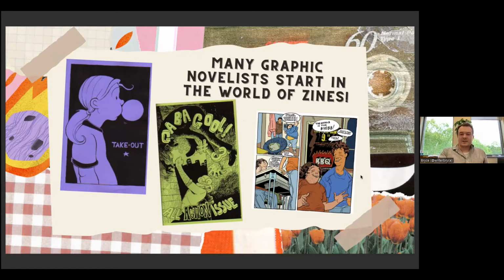And then on the right is a zine comic by Rebecca Sugar, who ended up creating Steven Universe and working on Adventure Time, but she started out making zines. And that's how she was able to get her work out there and legitimize herself in the eyes of an artistic community.